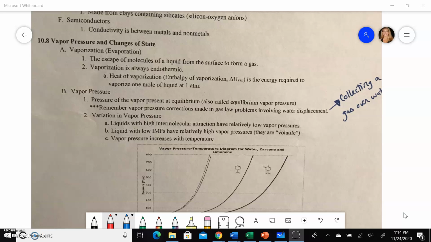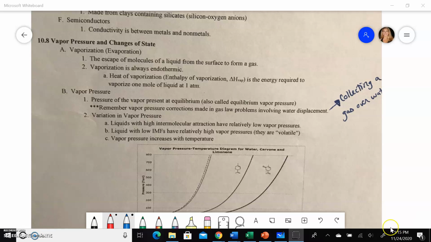So first of all, vaporization is endothermic. And endothermic means that you have to put energy into it to make it happen. And usually when we talk about breaking bonds, that's when we're going to talk about endothermic. So you're not actually breaking bonds when you vaporize something, you're actually separating intermolecular forces, but it's kind of like you're breaking something. So that's how you can remember that it's endothermic.